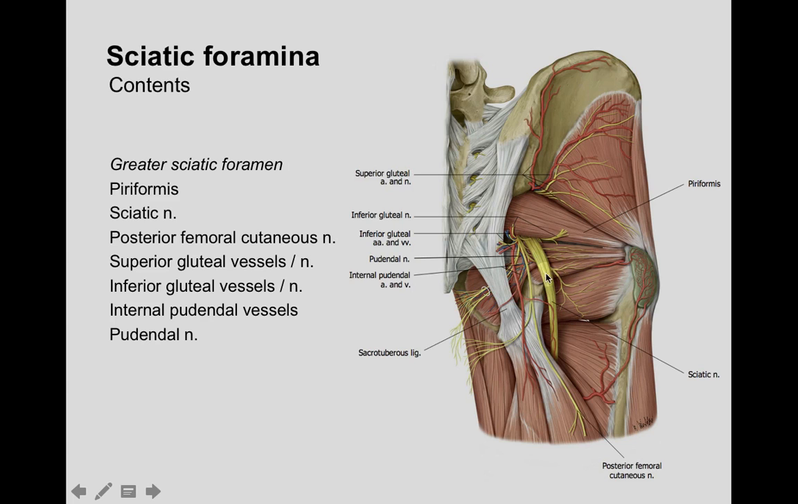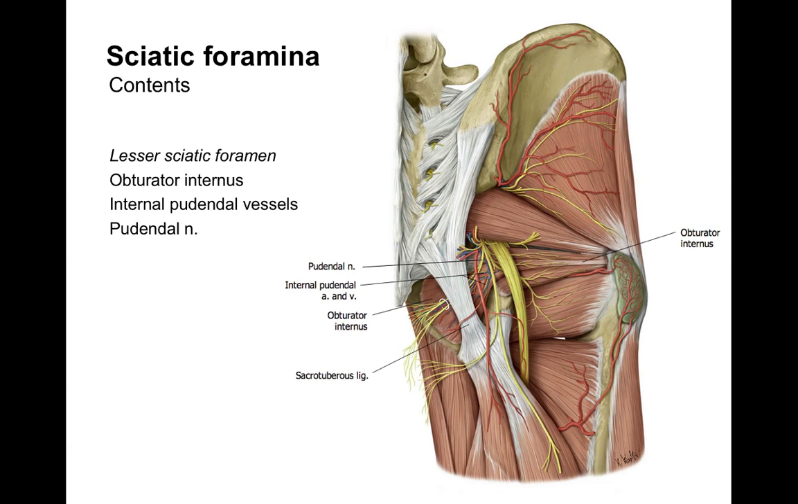We'll also find that the sciatic nerve is coming out of the greater sciatic foramen, as it is located inferior to the piriformis, along with the posterior femoral cutaneous nerve, superior gluteal vessels, which we can see here, artery and nerve, inferior gluteal vessels, inferior gluteal nerve, arteries and veins, as well as the pudendal nerve here. So these are the neurovascular as well as muscular structures that will be passing through the greater sciatic foramen.